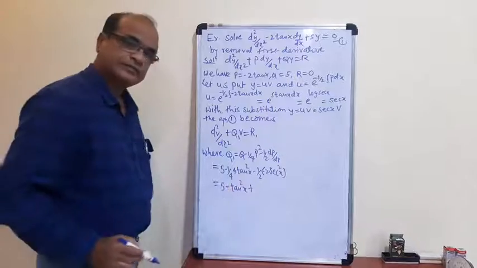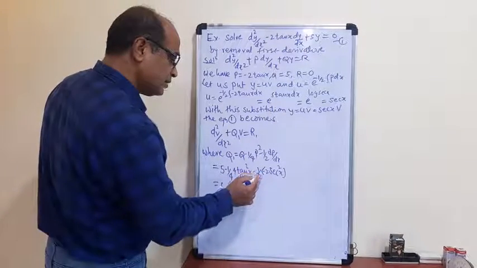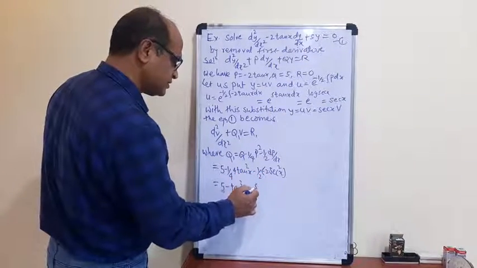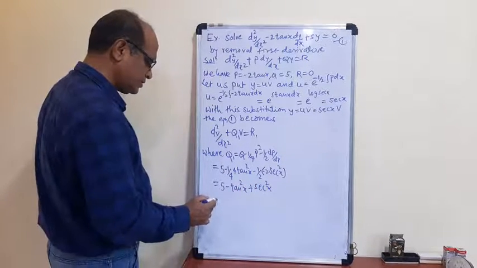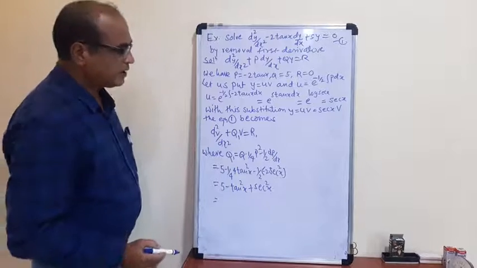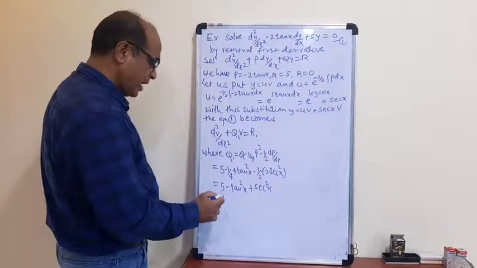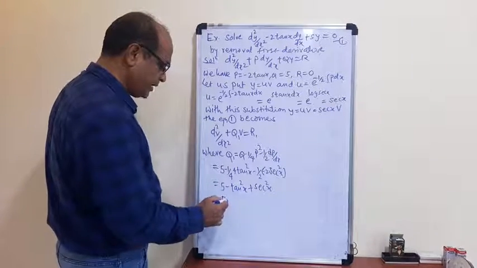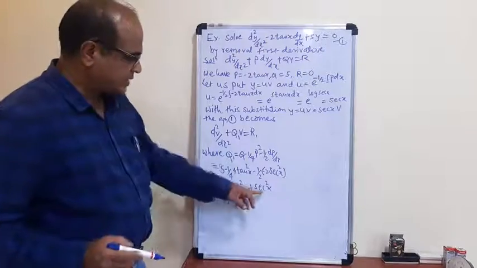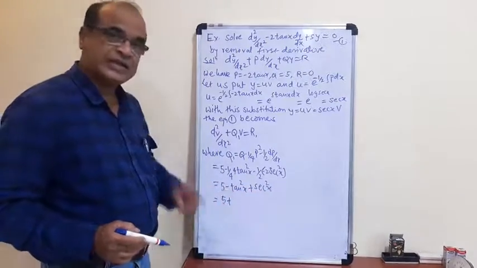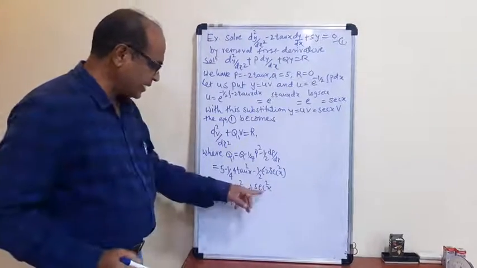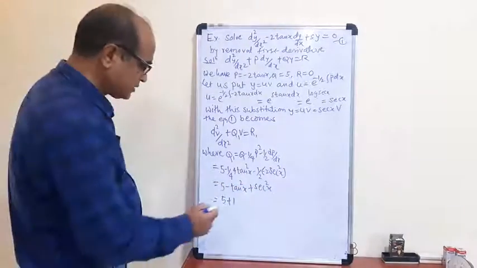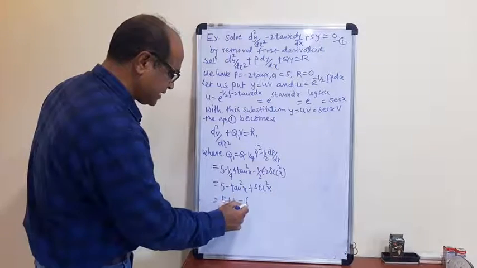plus, the 2 gets cancelled, minus times minus gives plus, so this is sec square x. So what happened here? This is 5 minus tan square x plus sec square x, because sec square x minus tan square x is 1. So this is 1, sec square x minus tan square x is 1. So this is 6 here.